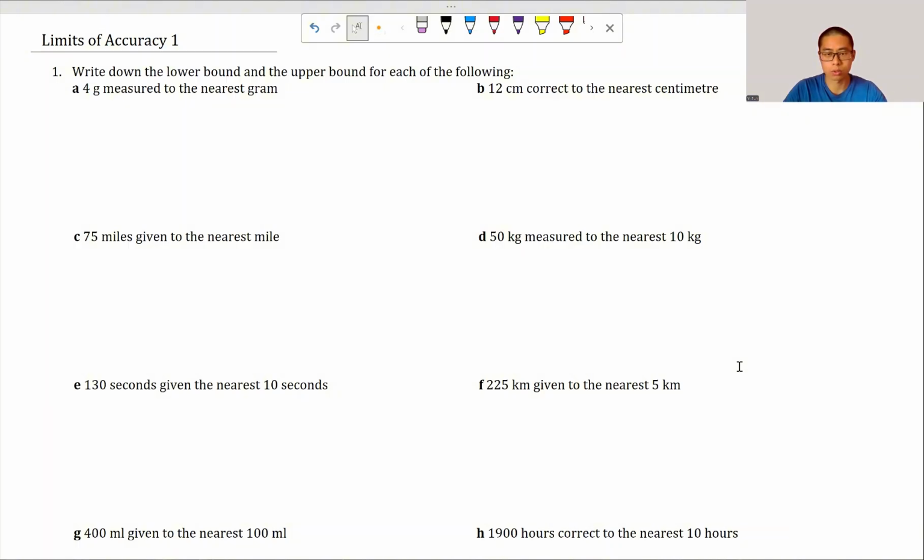In this video, I will walk you through how to find the upper bound and the lower bound step by step. I'll make sure it's clear, practical, and exam focused. So let's get started.